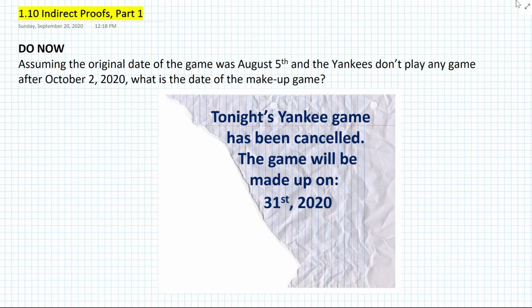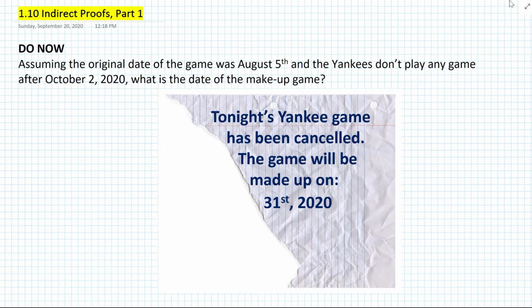In today's logic lesson, we will be learning about indirect proofs. Assume that as a student, you walk around and you find a note that has been ripped, as shown in the figure here. And on the note it says, tonight's Yankee game has been canceled. The game will be made up on whatever month, 31st, 2020. Now we don't know what month it is.